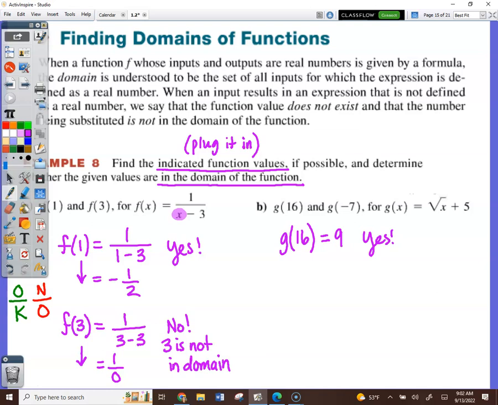Alright, what about -7? When you plug -7 in, right there, you have a problem. I'm just going to write error. You cannot take the square root of -7. We're sticking to real numbers. So because that right there is a problem, then the answer is no. -7 is not in the domain.